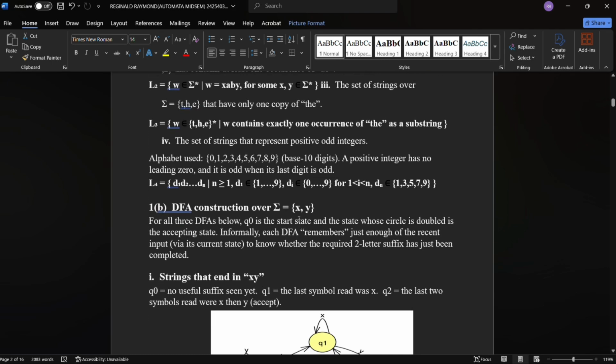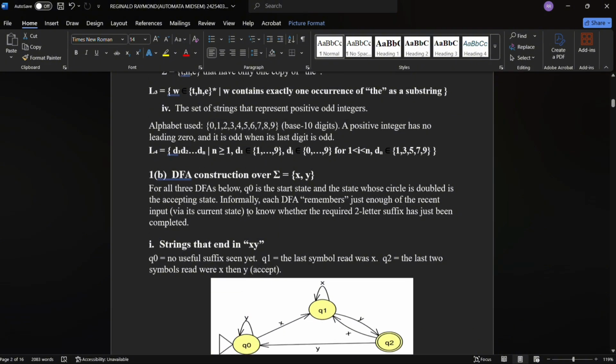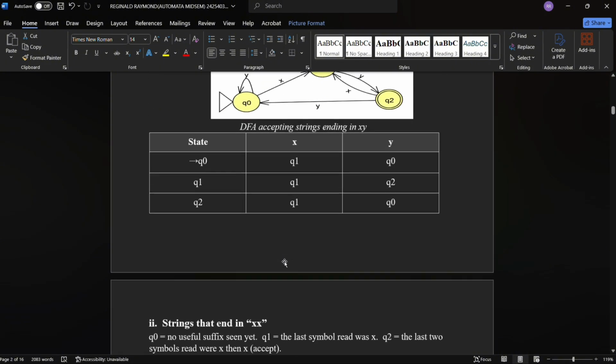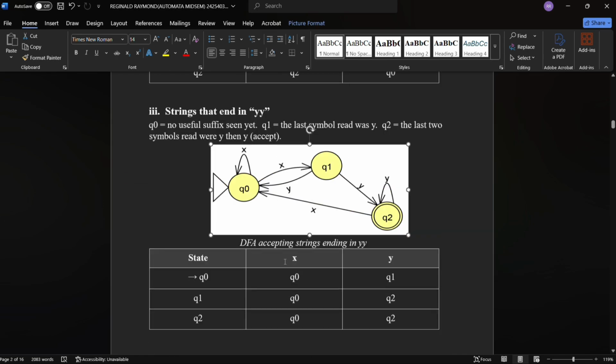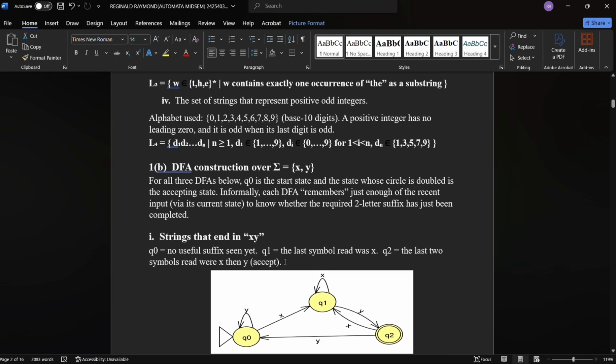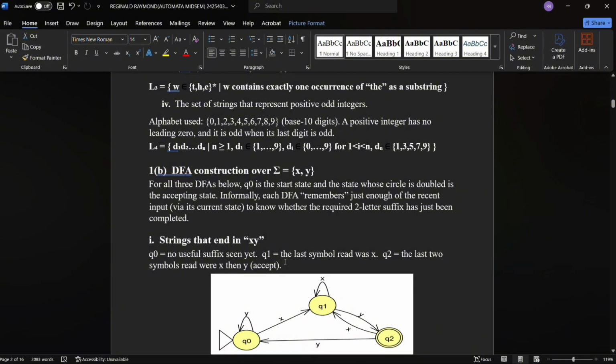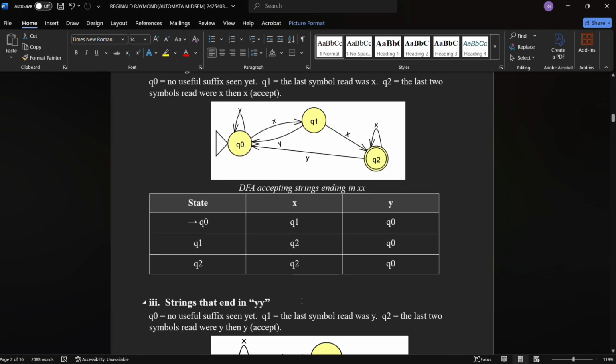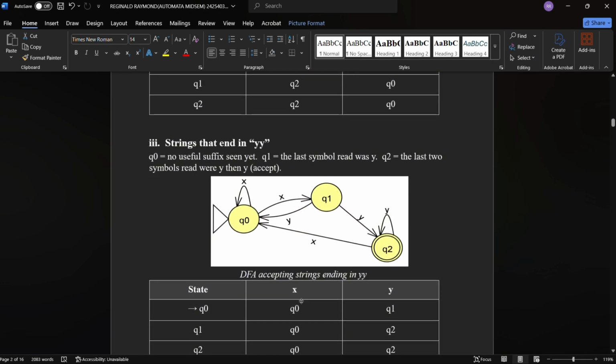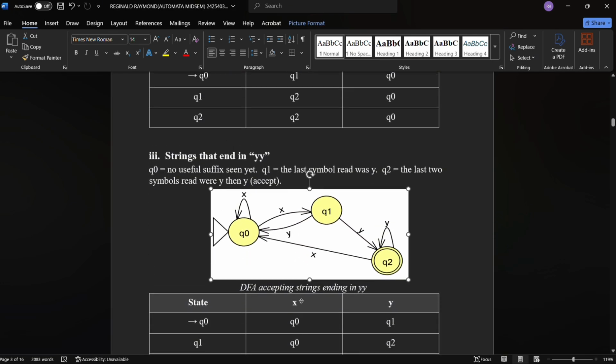So for the B, next I built three DFAs over the alphabet X, Y. So these are the three DFAs. This is 1, this is 2, and this is 3. One for strings ending in XY, this is the XY, one ending in XX, this is the XX, and one ending in YY.